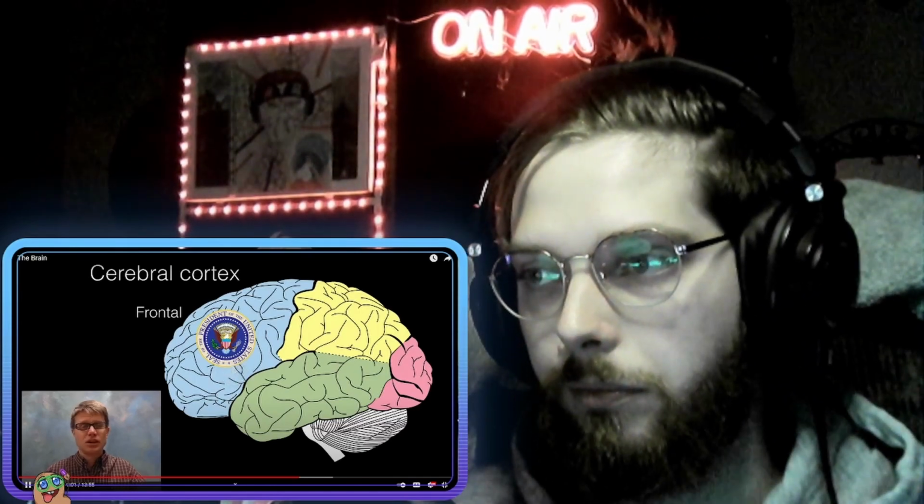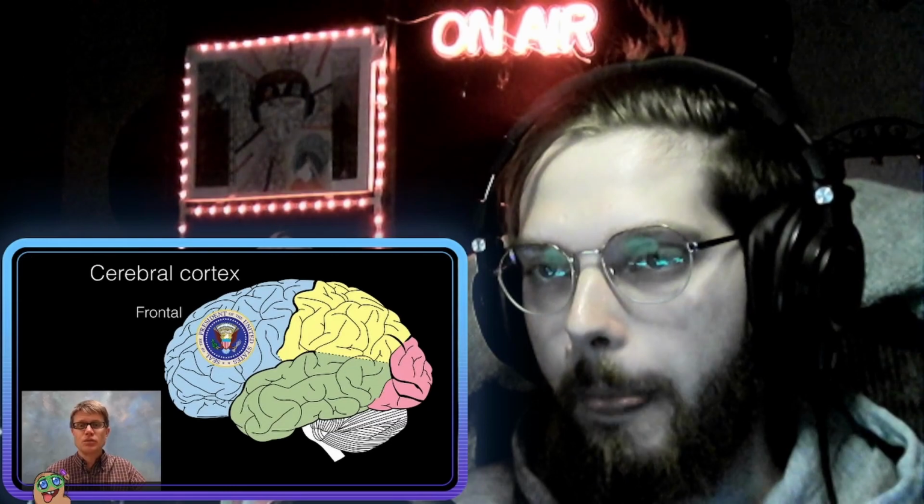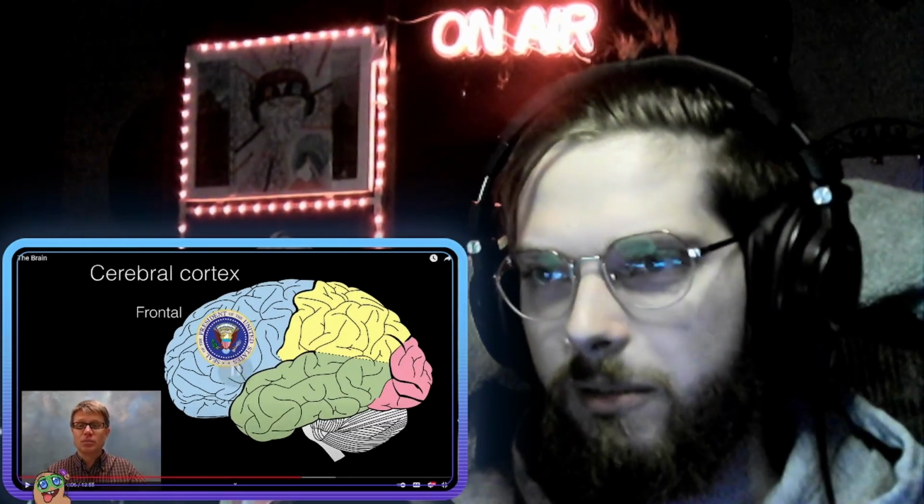People with damage to the frontal lobe have really huge emotional swings. As we move back towards the back of the brain, we get to the parietal lobe.